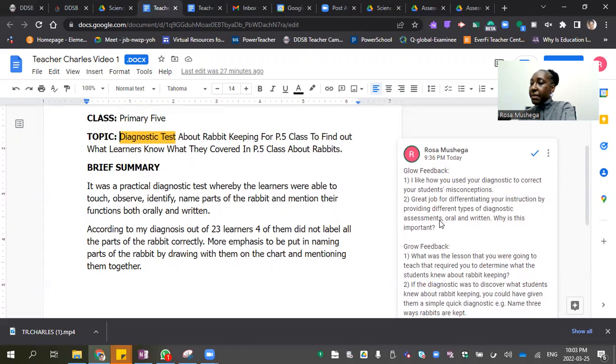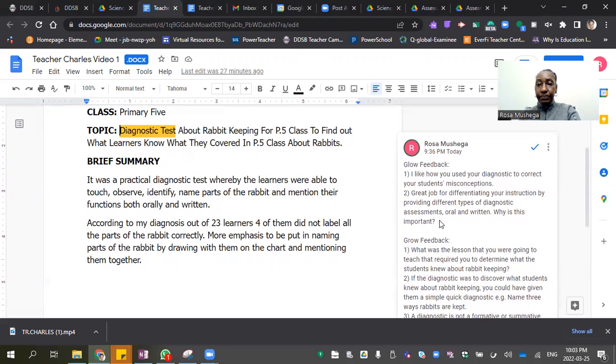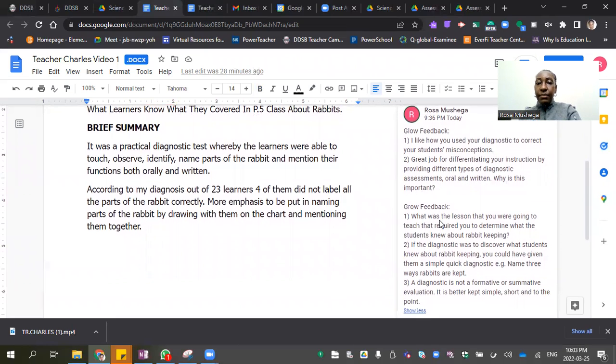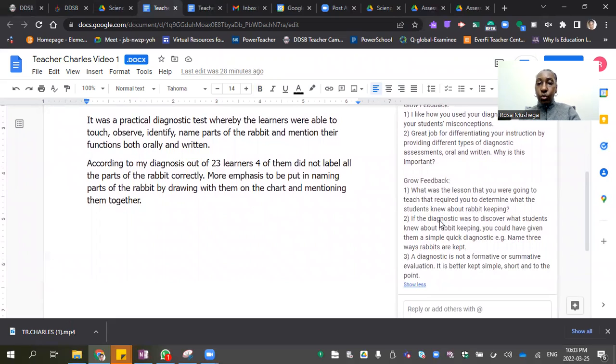So that was my glow for him in terms of the written diagnostic results that he's written out there. The grow, what I would like him to work on, was: I first asked a question, what was the lesson that you are going to teach that required you to determine what the students knew about rabbit keeping? I don't see any questions there about rabbit keeping, yet that is your topic.